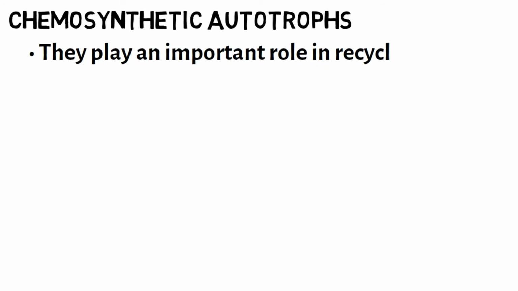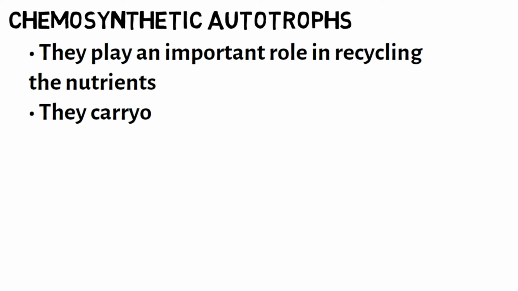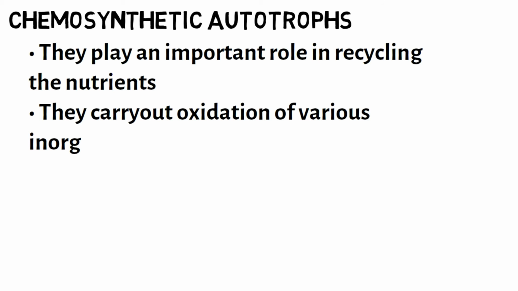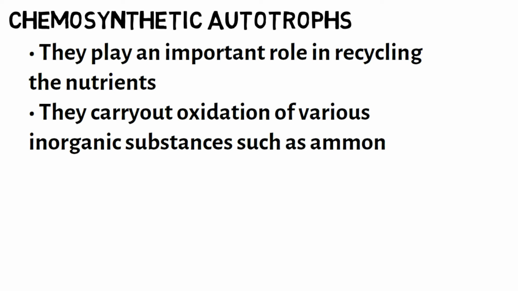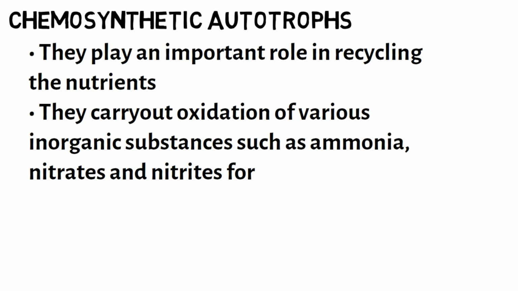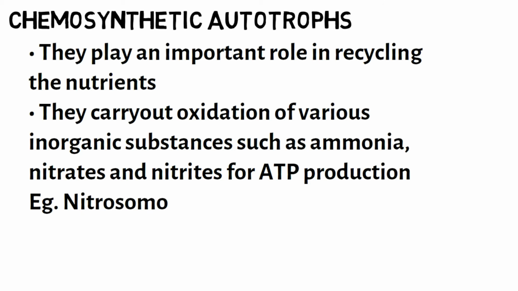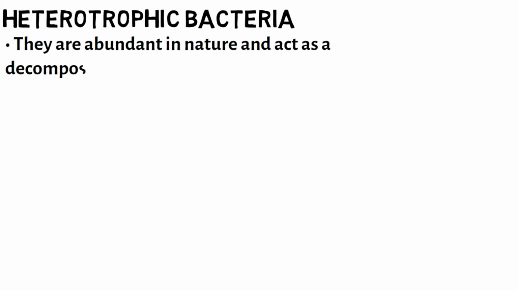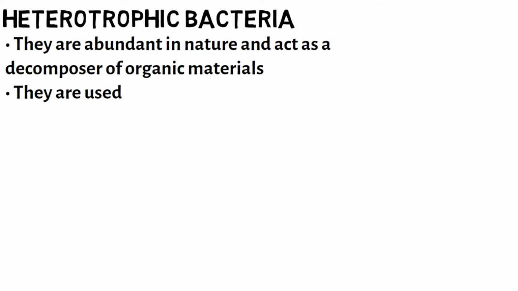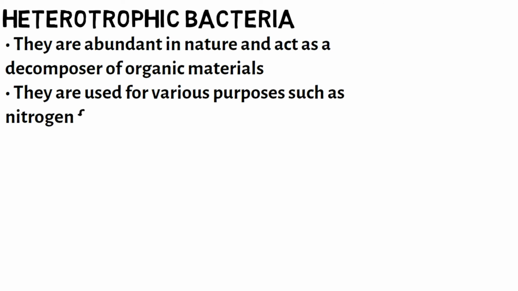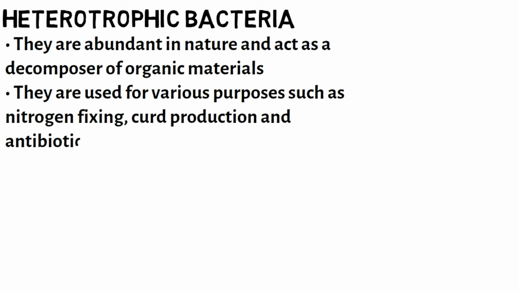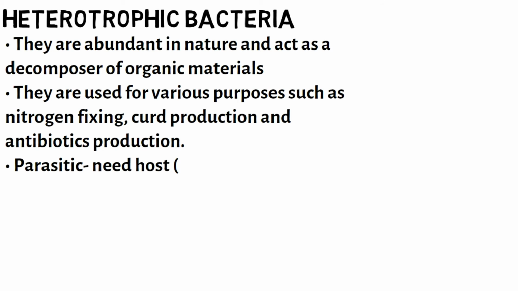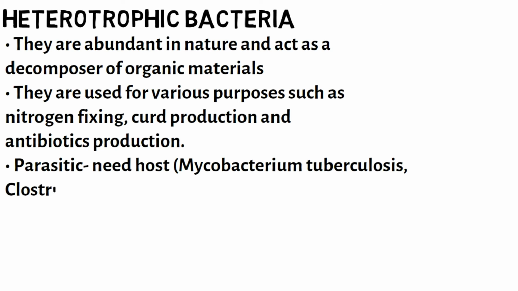They carry out oxidation of various inorganic substances, such as ammonia, nitrates and nitrites for ATP production, e.g. Nitrosomonas, ammonia oxidation. 3. Heterotrophic bacteria. They are abundant in nature and act as decomposers of organic materials. They are used for various purposes such as nitrogen fixing, curd production and antibiotics production.